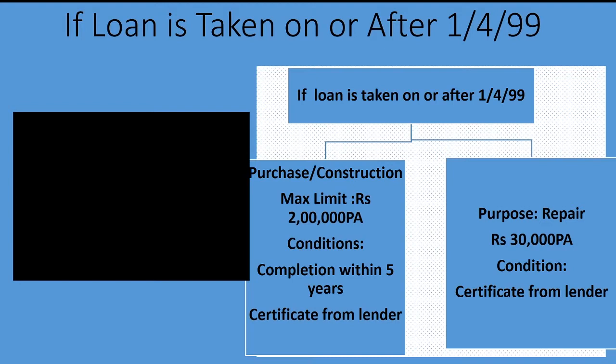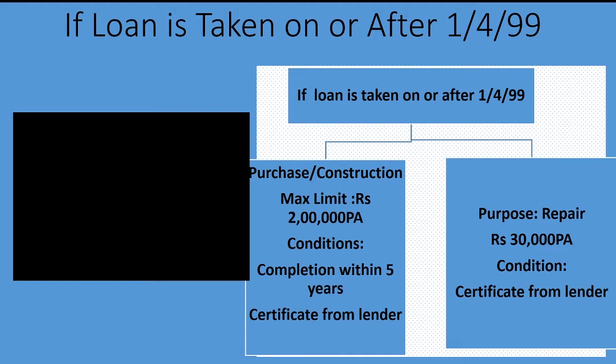Now, if the loan is taken on or after 1499, so this date is very, very important, 1499. If the loan is taken after 1499 and it is for purchase or construction of the house property, the maximum limit is 2 lakhs per annum. Conditions: the construction should have been completed within 5 years. If it's too late, if there are some legal complications and they are not going to complete that, they cannot claim that. Next is the certificate from the lender.